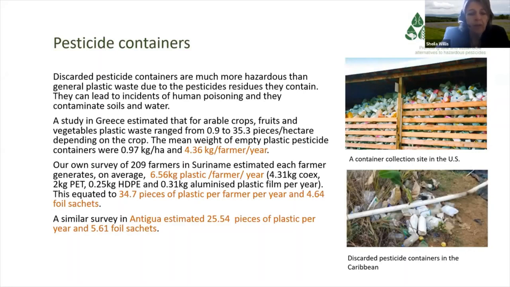While I've been at PAN, we've done similar surveys in Suriname, for example, among rice and vegetable farmers. We found a rather higher average of 6.56 kilograms of plastic per farmer per year generated, and 34.7 pieces of plastic on average per farmer per year, plus foil sachets. We did a similar survey in Antigua and we found rather less, not surprisingly, much smaller farms and less pesticide use, but still a significant quantity of containers being generated.